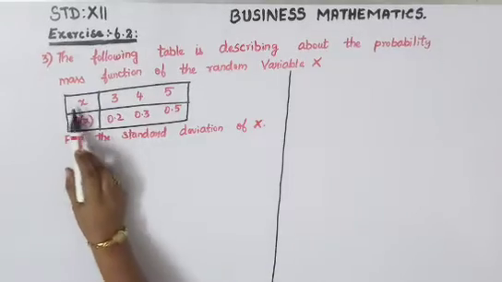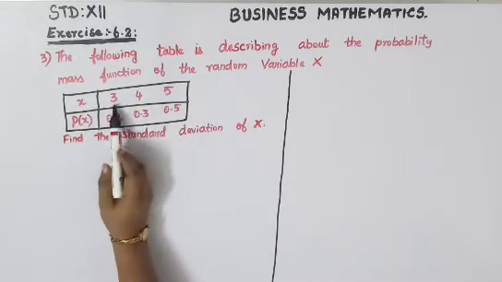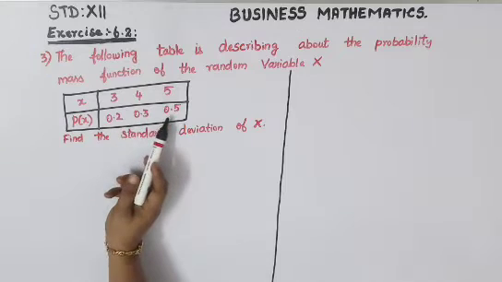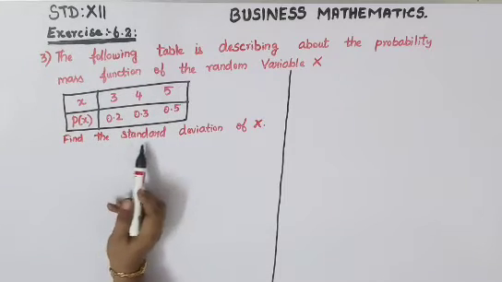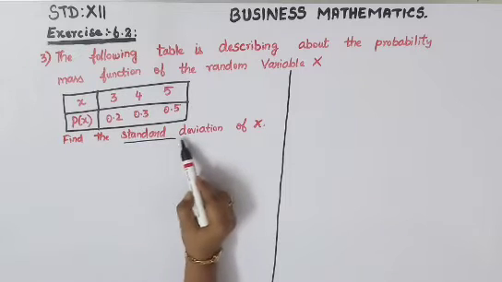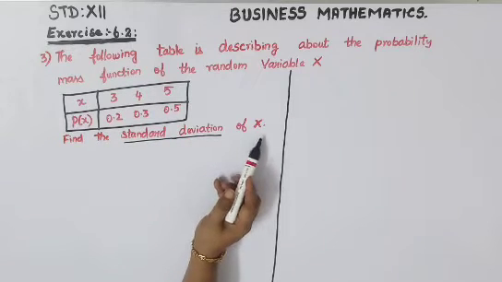So they have given you a probability mass function, that is x is 3, 4, 5 and P of x is 0.2, 0.3 and 0.5. Find the standard deviation of x. The question is for your standard deviation. So you will have to find your standard deviation of x.